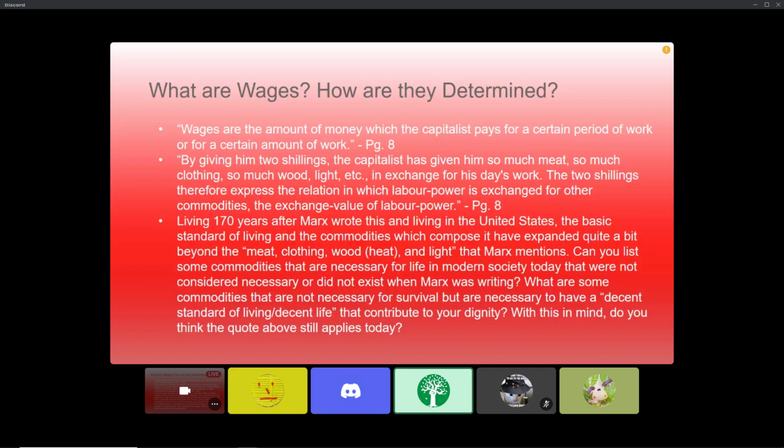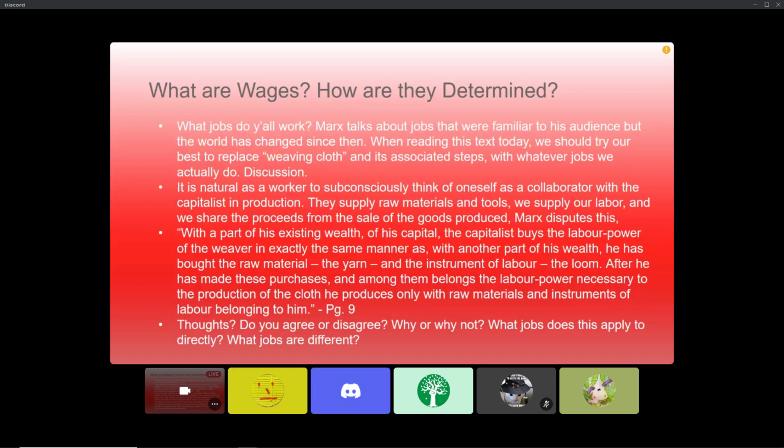No, we should probably move on. Yeah, we probably got to speed it up a little bit too, to be mindful of people's time. But so I guess what jobs do you all work, real quick, so we can have some context when we're talking about the rest of this stuff?